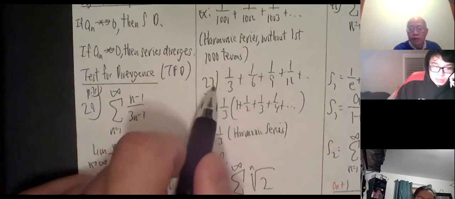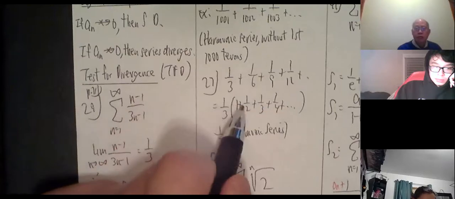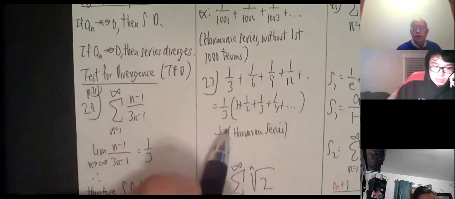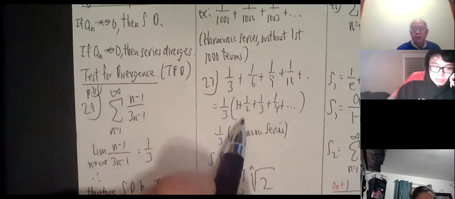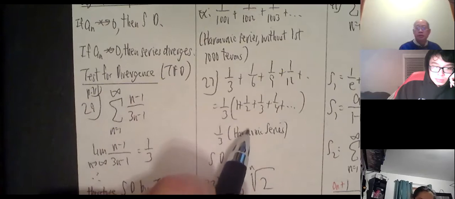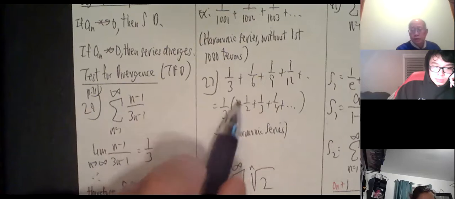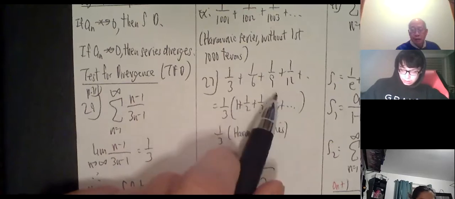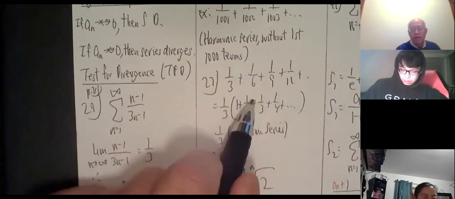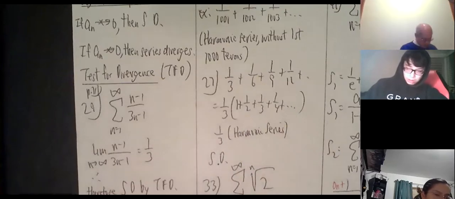I can factor out 1/3. If I factor out a third, it's 1 plus a half plus 1/3 plus 1/4. It's 1/3 of the harmonic series. What happens in the harmonic series? It diverges. Therefore, this series diverges also. It cannot be a real number. This blows up. If I stop anywhere, it gets big. 1/3 of big is still big, not as big, but still big. So the series diverges.